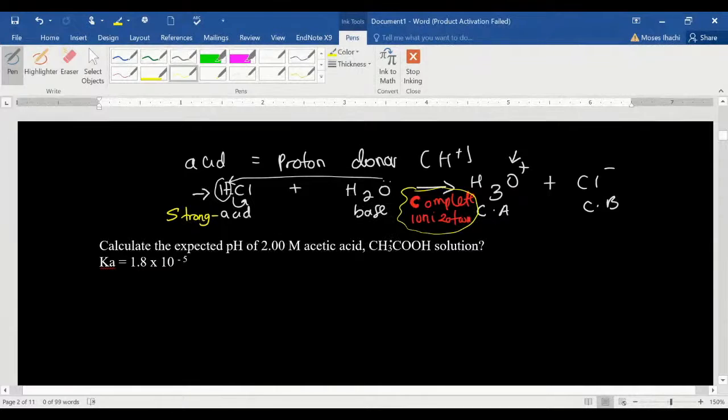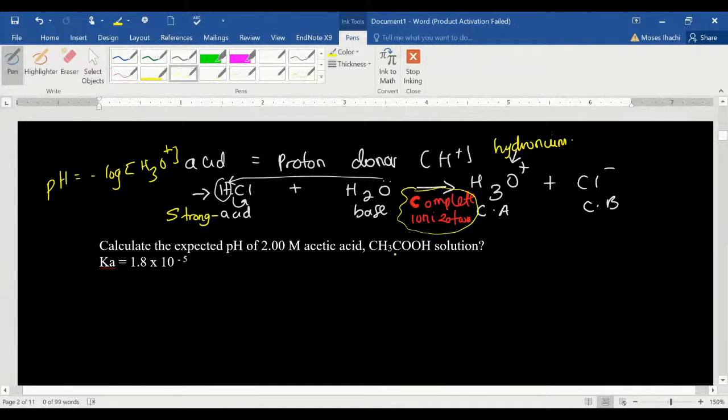But the problem comes when you have a weak acid that does not completely ionize. So if I want to find the pH of HCl, I'll simply do pH equals negative log of the concentration of the acid, because I know the concentration of the HCl is the same as the concentration of the hydronium. Where there is a weak acid, the concentration of the weak acid is not going to be equal to the concentration of the hydronium, so we have to use what we call ICE charts.